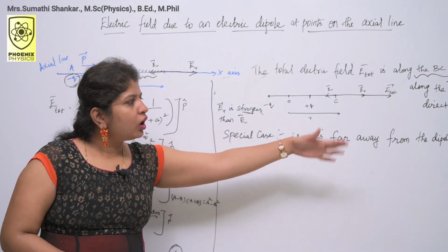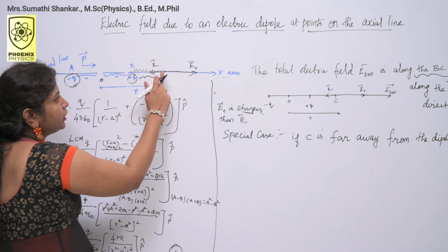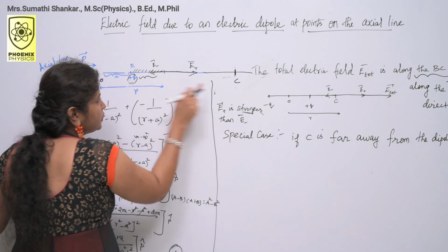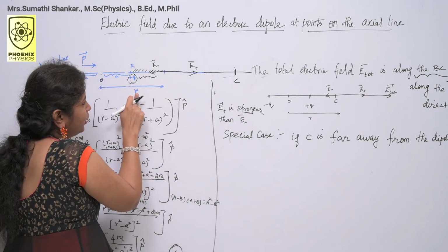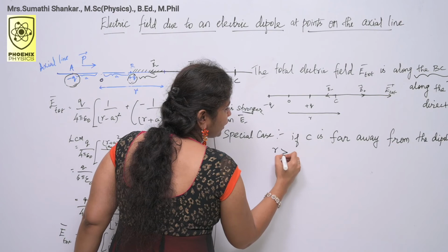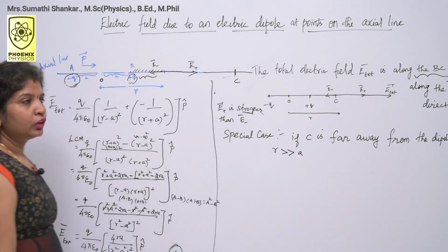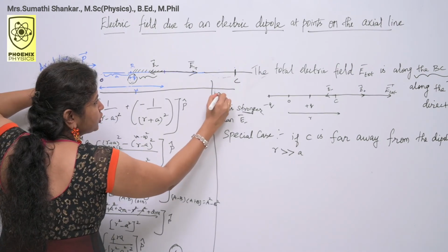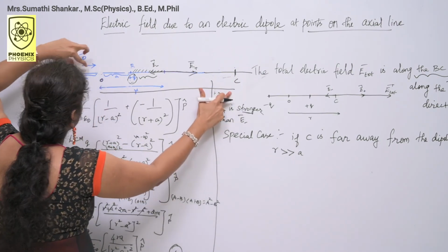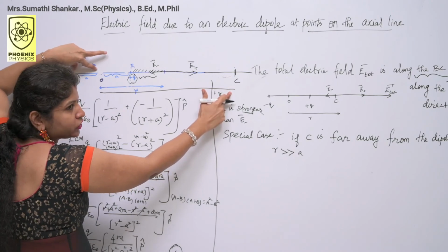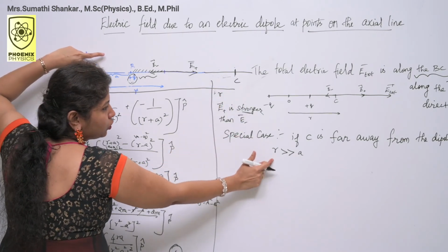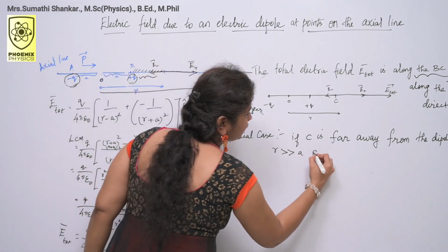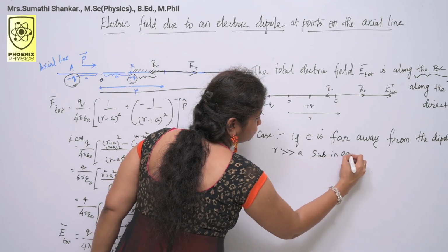Here, if C is far away from the dipole. So initially C is here; far away means C is here. So C is far away, R is very much greater than A. Because C is here, R distance is this much. So this is my R distance, this is my A distance. Which one is greater? R is greater. So R is very much greater than A. Now substitute in equation 4.